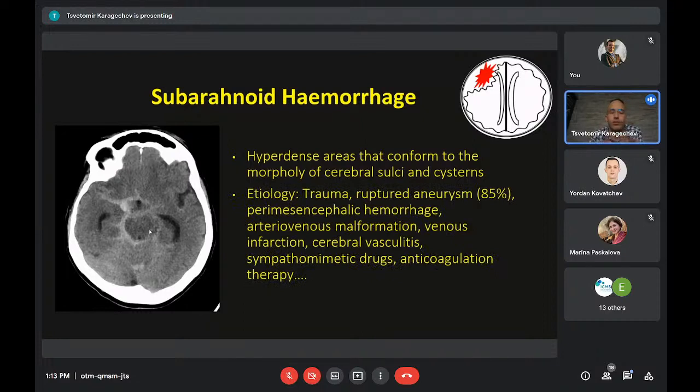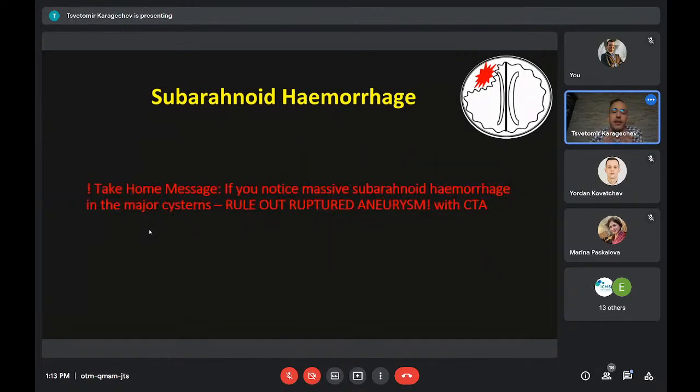And when you talk about etiology, it is really a long list of possible differentials. And don't read this. I just want you to remember this. In almost all of the cases, the etiology of subarachnoid hemorrhage is ruptured aneurysm. And a take-home message, if you forget everything else, just remember, if you notice massive subarachnoid hemorrhage in the major cisterns, you have to rule out ruptured aneurysm. And the way to do it is with CT angiogram.